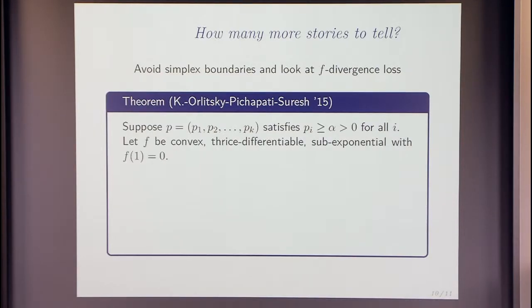Let f define an f divergence. It has to be convex. f of 1 is 0. What Ramon would call mild assumptions. f is thrice differentiable and sub-exponential. And truly they are mild. I'll come to why.